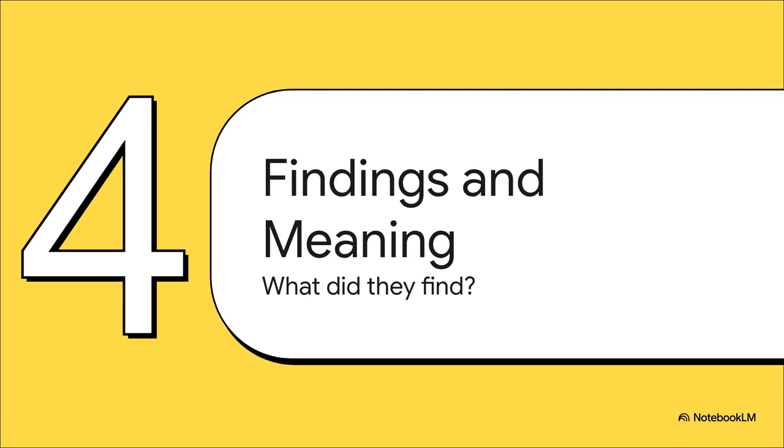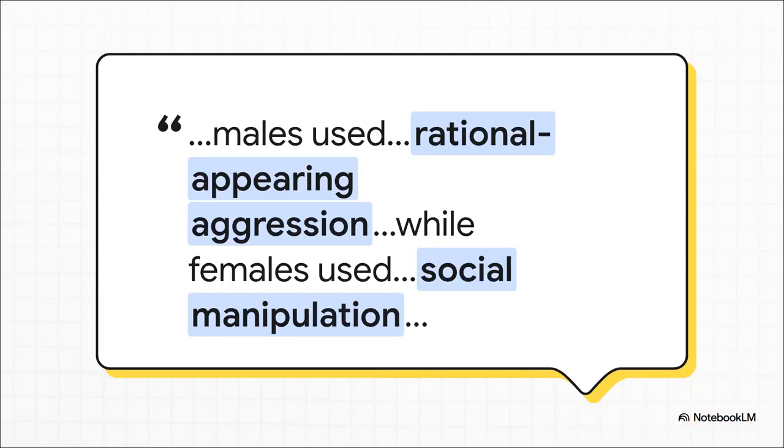All right, now we get to the really interesting parts, the R and D in IMRAD, results and discussion. This is where we learn what the researchers found and, just as importantly, what it all means. This sentence is the results. It gives us the main findings in a very direct way. It says, males used one type of aggression more often, and females used another type more often. It's simply presenting the facts of what the data showed.